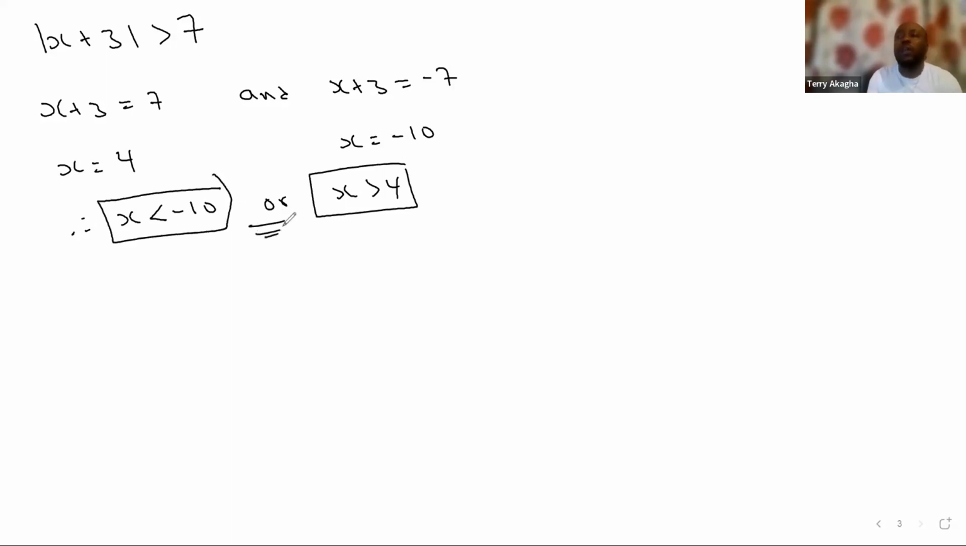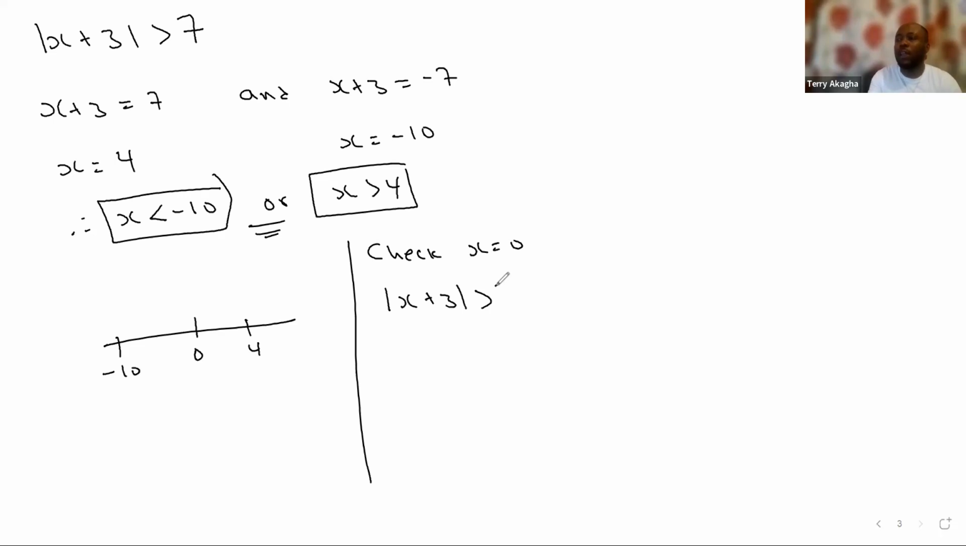Now you can show the values here. We have 0, we can call this 4, and you can call this minus 10. You want to check as well if 0 is part of the solution or works here. So we check at x is equal to 0. It's going to give you x plus 3 is greater than 7, so 0 plus 3 will give you 3. That means 3 is greater than 7. But 3 is never greater than 7. So that means 0 does not work.